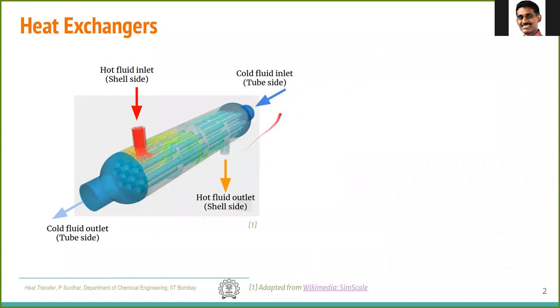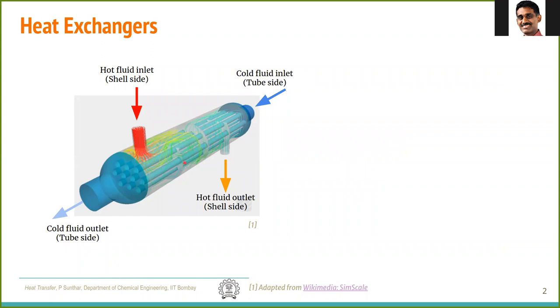So the heat exchanger is an equipment where hot and cold fluid come into contact through some mechanical barrier and transfer heat. This is the simplest form of a heat exchanger, called a shell and tube heat exchanger. It's called so because you have tubes inside, which are pipes, and the outer covering outside of the tubes is called the shell side. What is shown here is a transparent view of the internals.